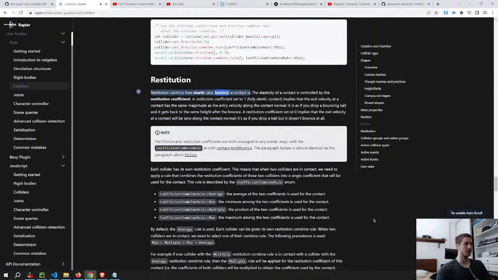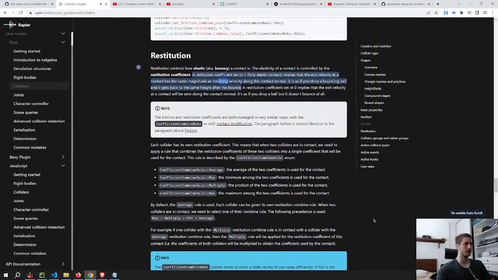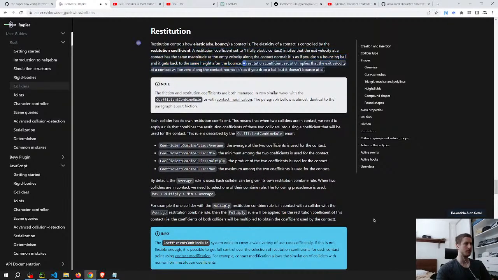Restitution controls how elastic, aka bouncy, a contact is. The elasticity of a contact is controlled by the restitution coefficient. A restitution coefficient set to 1, a fully elastic contact, implies that the exit velocity of the contact has the same magnitude as the entry velocity along the contact normal. It is as if you drop a bouncing ball and it gets back to the same height after the bounce. A restitution coefficient set at 0 implies that the exit velocity of the contact will be 0 along the contact normal. It is as if you drop a ball but it doesn't bounce at all.